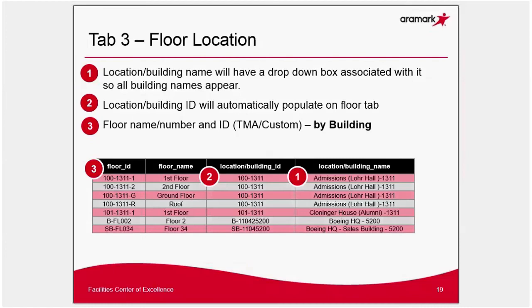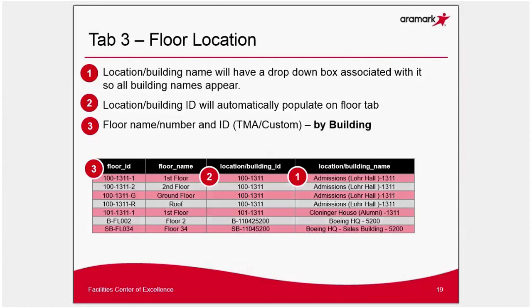In tab 3, the Floor tab of the worksheet, you will now fill out the floor information corresponding to each building at your site. Please only include building floors where Aramark provides contracted services that need quality inspections. It's very important. First, start with location building name, column D.